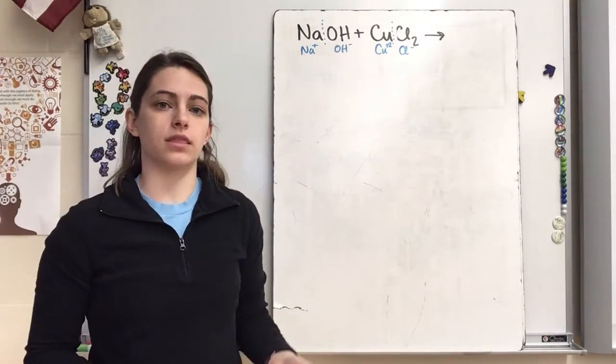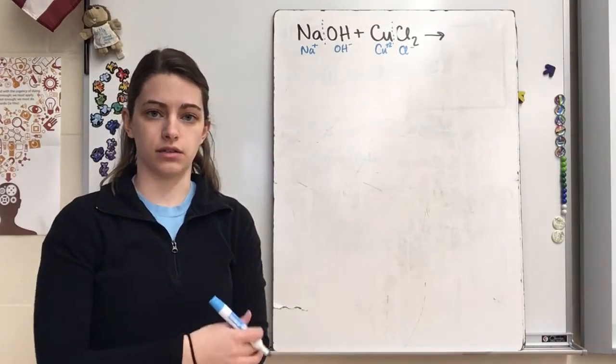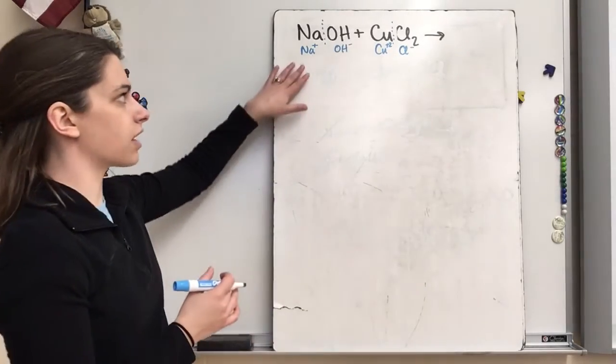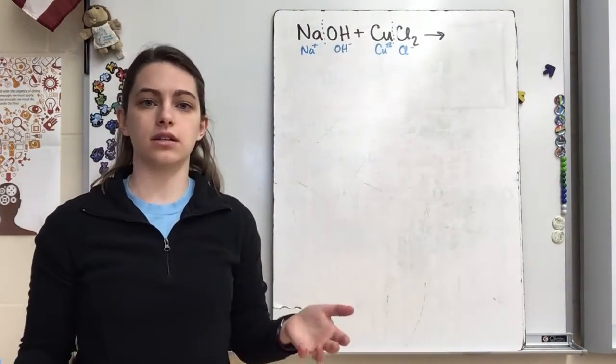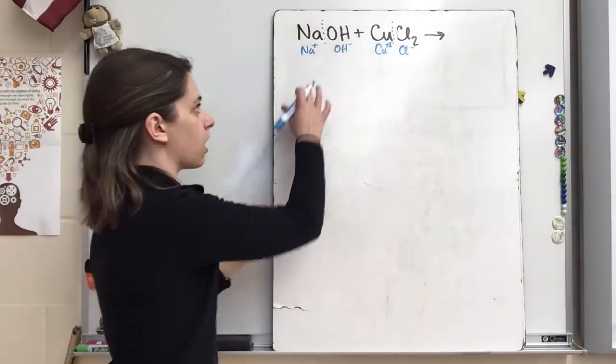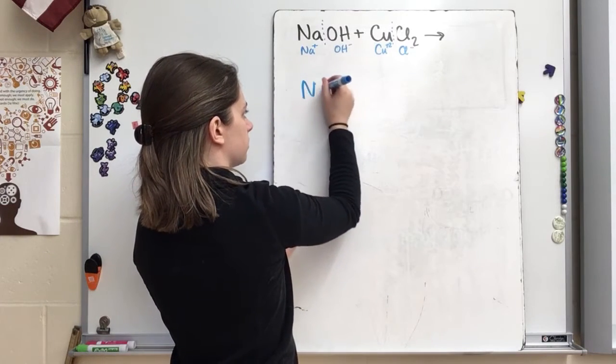And so when we write the products, the first thing that we're going to do is swap our positives. Because we can never have a positive bond with a positive or a negative bond with a negative, basically they're just going to swap partners. So our sodium is going to bond with our chlorine to form sodium chloride.